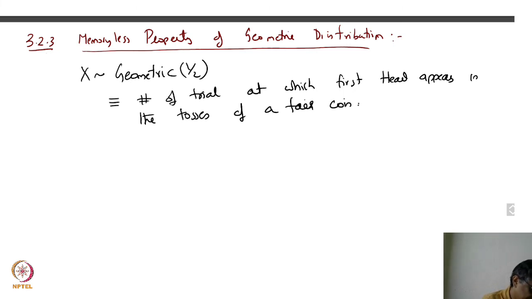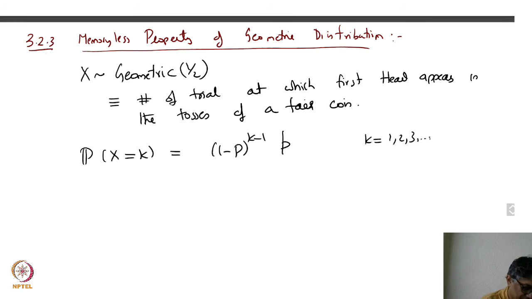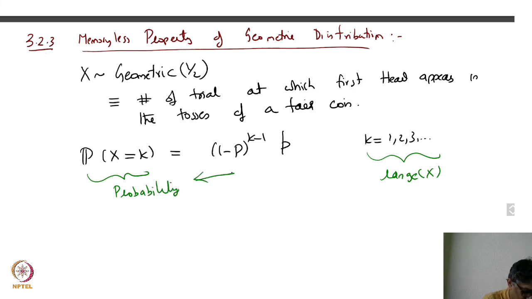Now one thing we observed a long time back was the chance that X equals k. The distribution was: you have failures for the first k minus 1 tosses, and you have success on the kth toss, for k equal to 1, 2, and so on. So the range of X was this, and this is the probability, and together this gave you what we would always call the distribution of X.